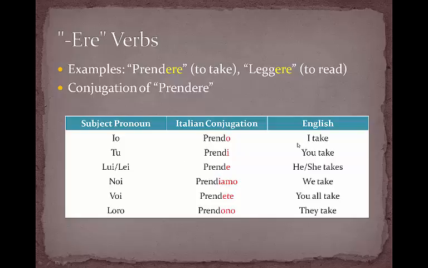So in English, what are we saying? We're saying I take, you take, he or she takes, we take, you all take, or they take. And let's run through them again. Prendo, prendi, prende, prendiamo, prendete, prendono.